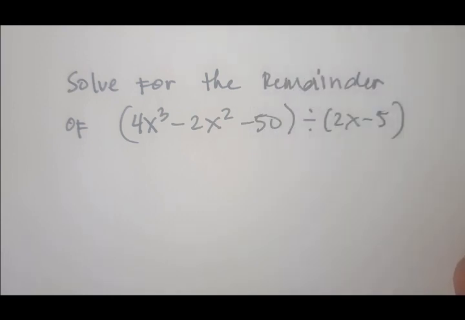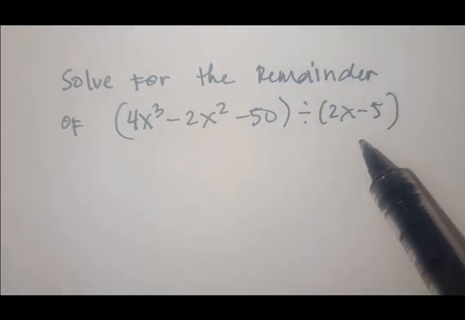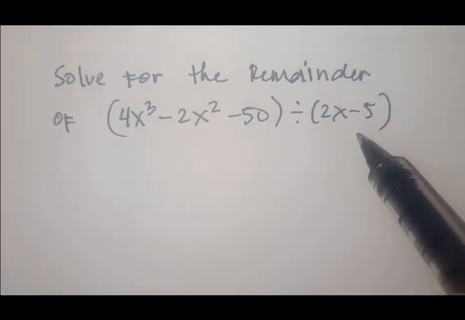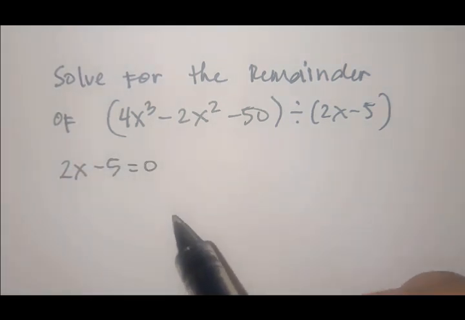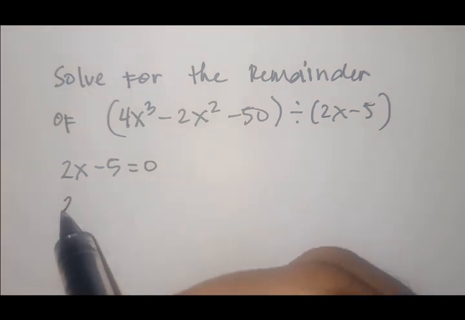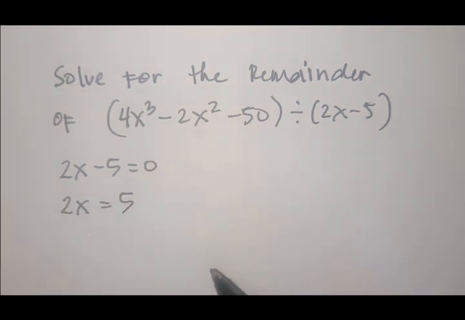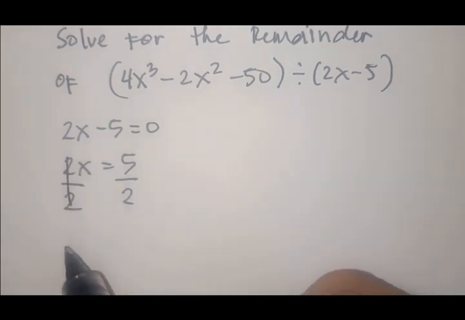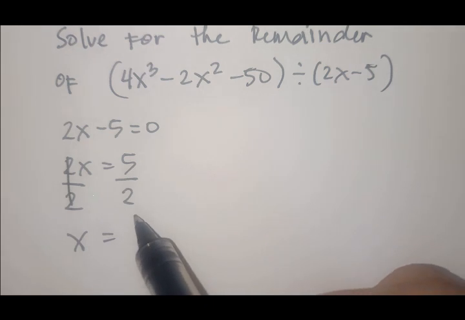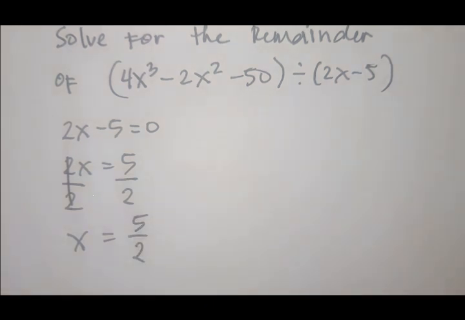So, let us try to solve for the remainder of 4x cubed minus 2x squared minus 50 divided by 2x minus 5. So, simulan natin muna. Equate natin for the value of x ng inyong divisor. You have 2x minus 5 equals 0. Transpose natin si negative 5. You have 2x is equal to 5. Then divide both sides by 2, kasi ang kailangan natin is the value of x. So, cancel natin yung 2. X is equal to 5 over 2.